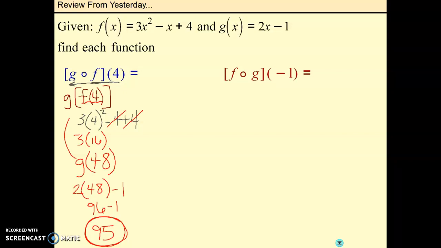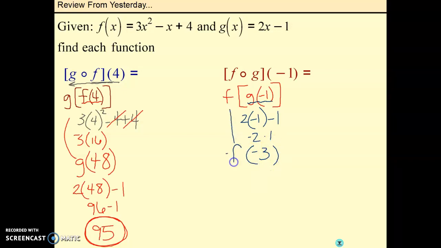How about if I do f of g of negative 1? Well, again, I like to rewrite it so that I can think about parentheses and work inside out. So I'm starting on the inside, plugging in negative 1 into the g function, and that would give me negative 3. Now that answer, I'll plug into the f function.